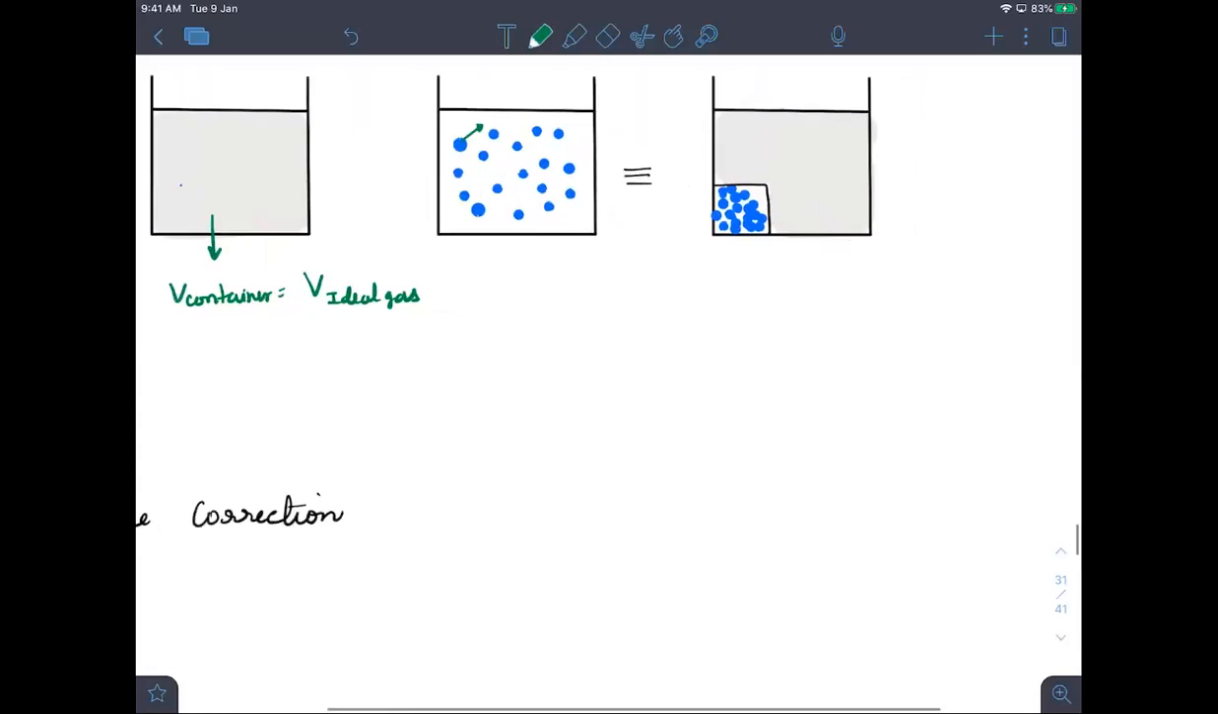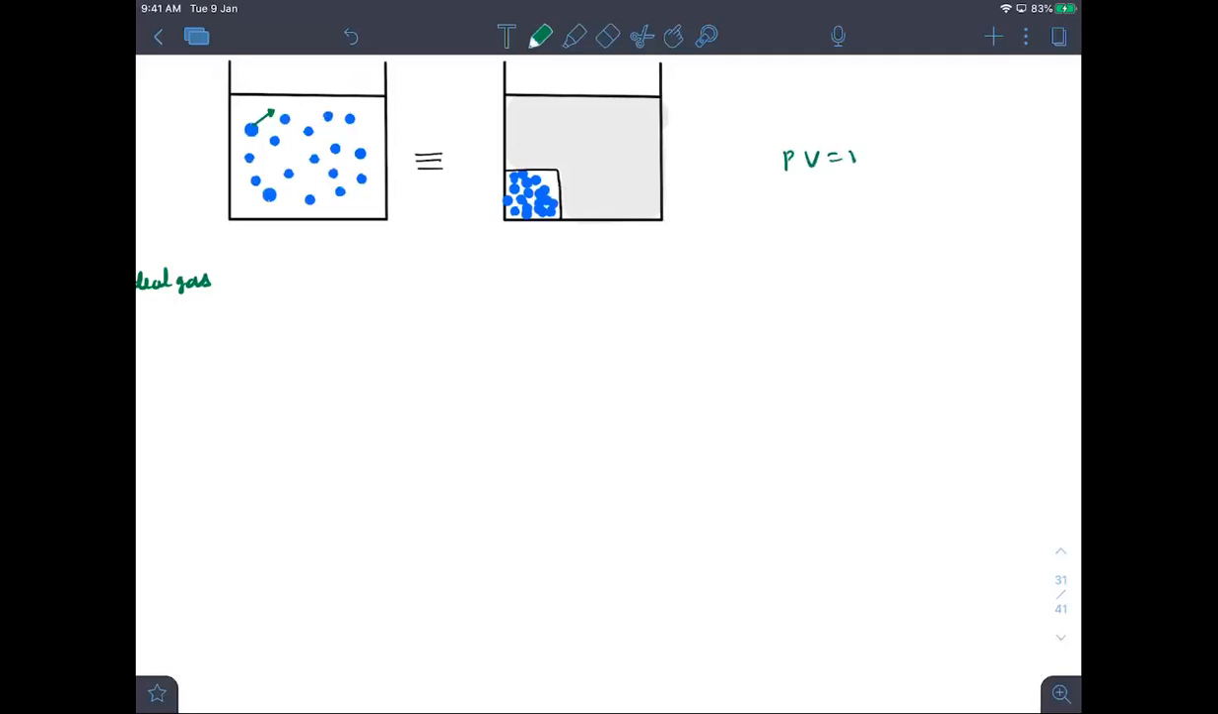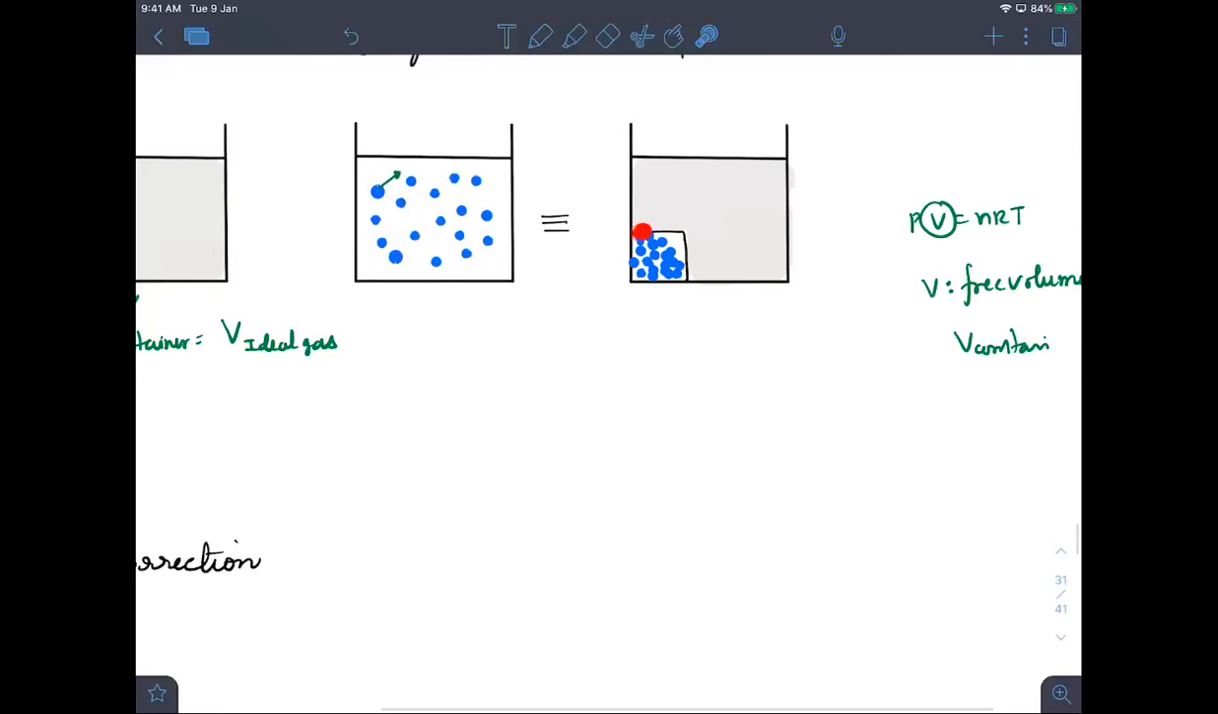So in fact, when you write PV is equal to nRT, this volume is exactly not the volume of the container. This volume is called free volume, because free volume is nothing but available volume. How much is the volume which is available for the particle to move? In case of ideal gas, because the free volume is the same as the volume of the container, we take in PV is equal to nRT this volume as the volume of the container. But since here the volume of the container is not the complete free volume, only this much is the free volume. You can see the highlighted part.